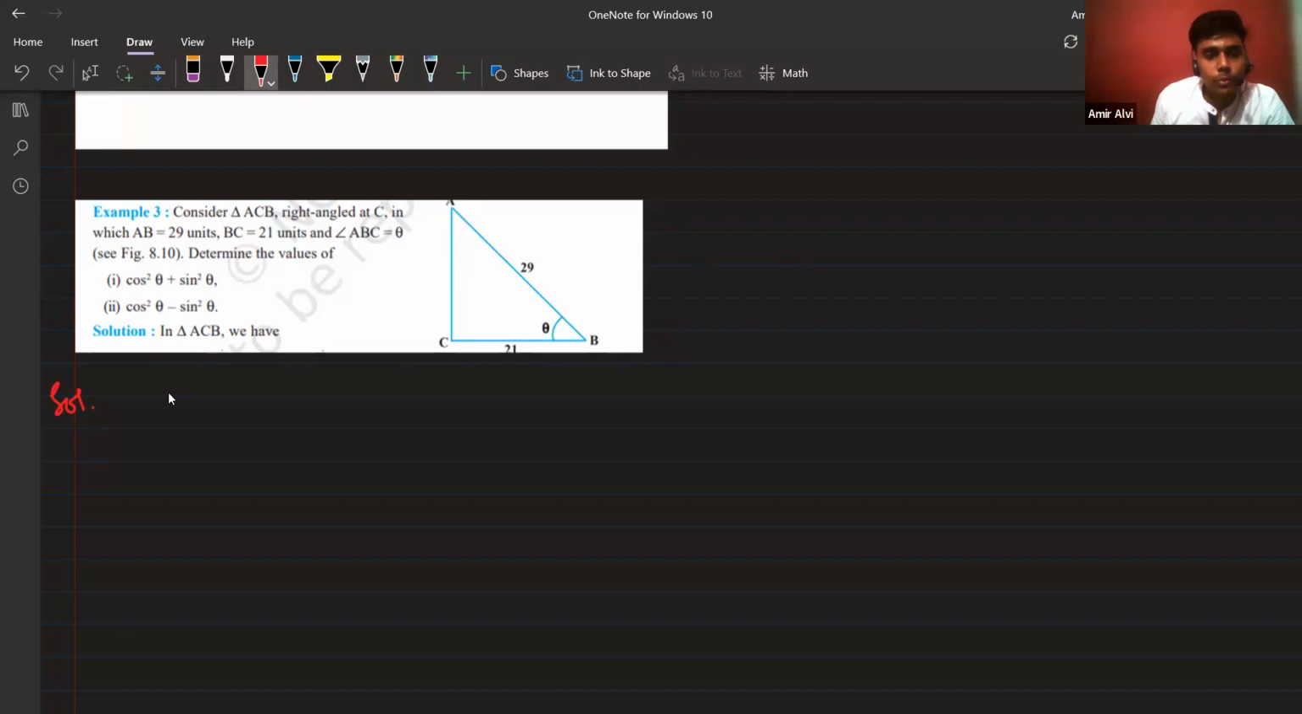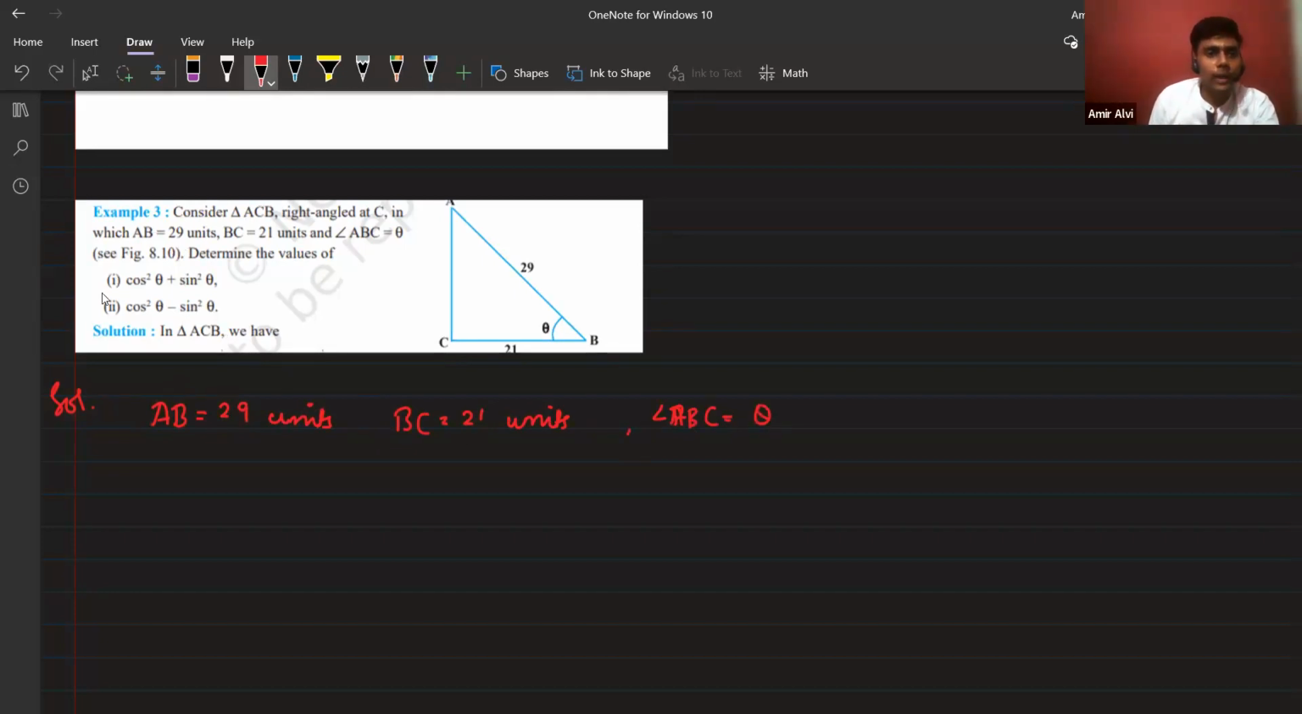If H is given there, 29, and you have the base, we can find the perpendicular by Pythagoras theorem. Yes, the first thing should be that we find out the perpendicular distance. So it is 29 units and BC is 21 units. And one more thing is that angle ABC is theta. Yes, sir. Equal to theta.